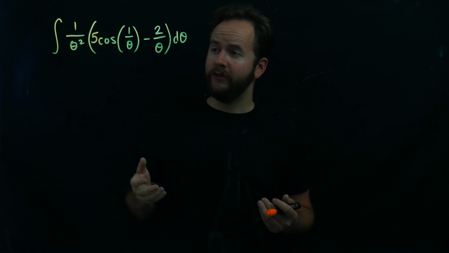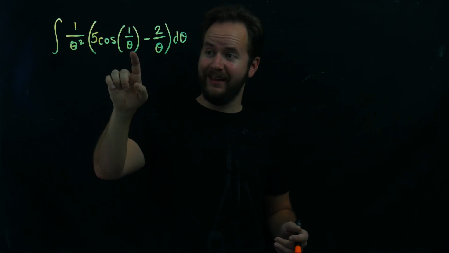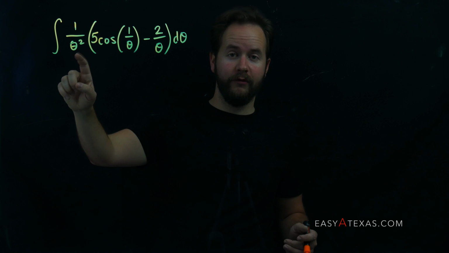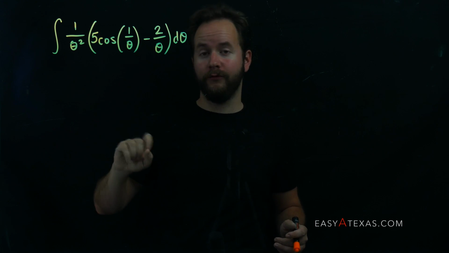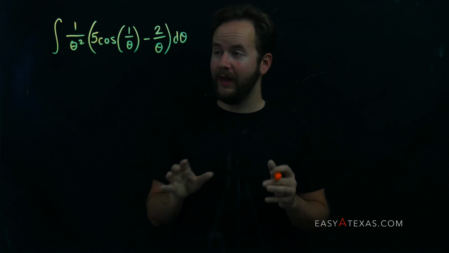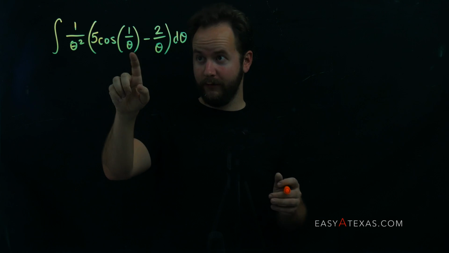This integral requires a u sub. We have 1 over theta sitting inside this parentheses, and it just so happens the derivative of 1 over theta is negative 1 over theta squared, which happens to be sitting out in front of the parentheses, which makes a really simple u substitution.